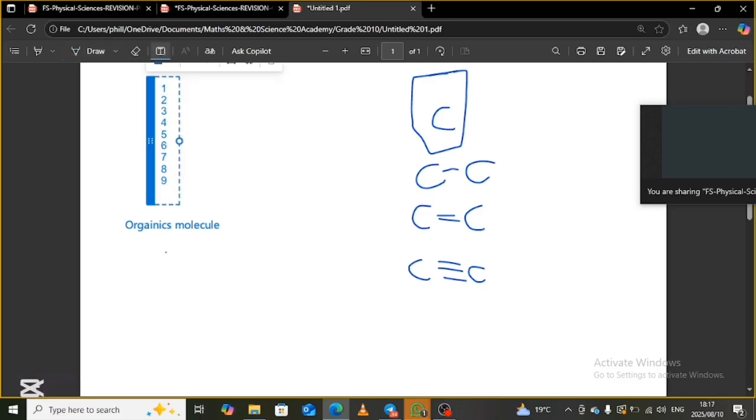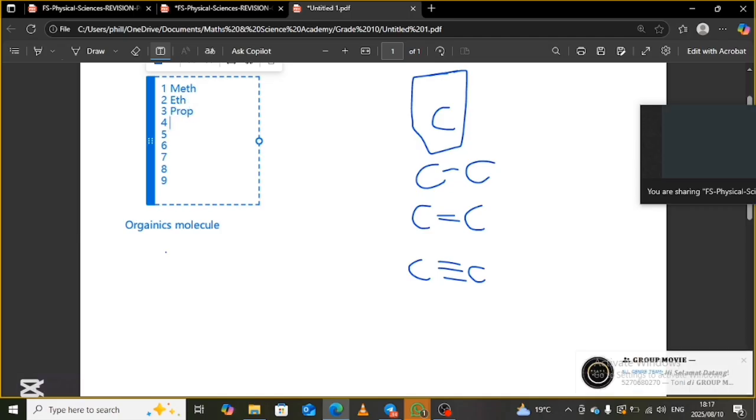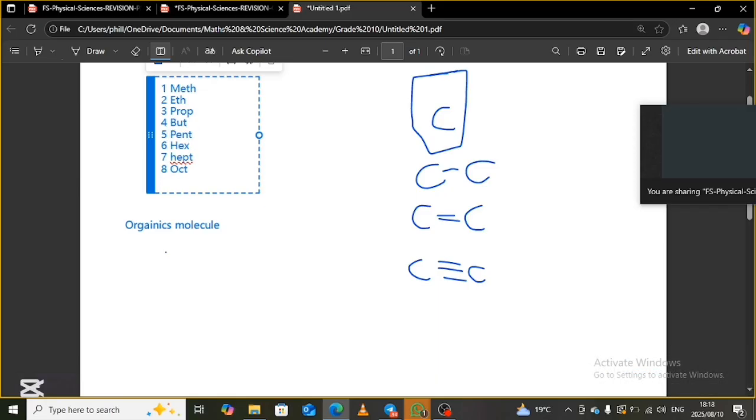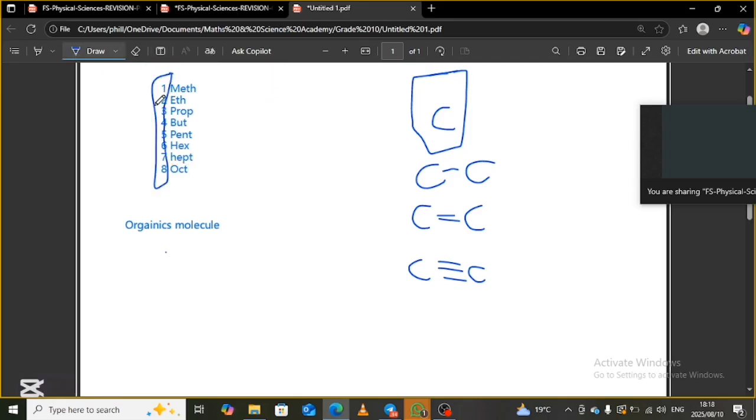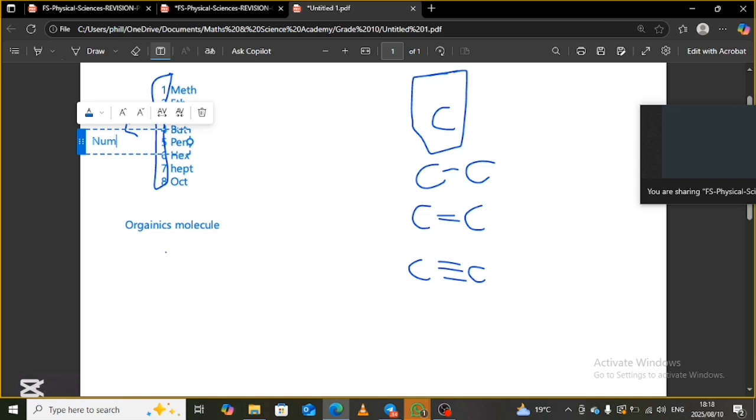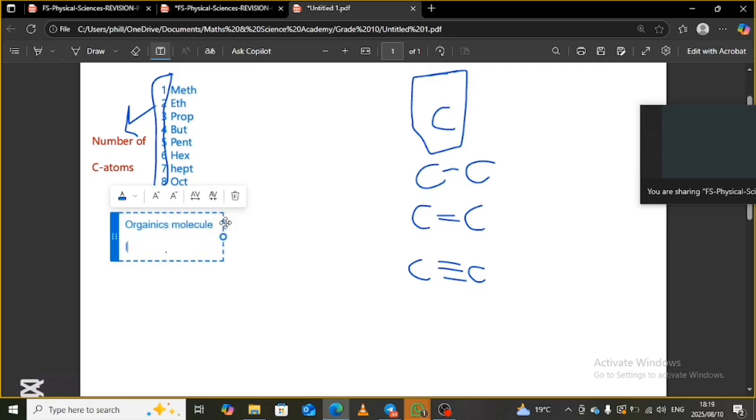And we'll also be looking at parent chains. If the parent chain has 1 carbon, it's meth; 2 carbons, eth; 3 carbons, prop; 5 carbons, pent; 4 carbons, but; 6 carbons, hex; 8 carbons, oct. So the prefix tells us the number of carbons in the parent chain. We have to choose the longest chain and determine the number of carbons in it.